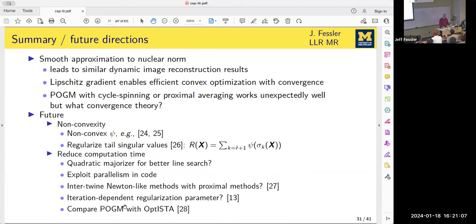Thanks to Professor Jeff Fessler for this very impressive talk. So for now, we can get into the question and answering. Is there any question from the audience?